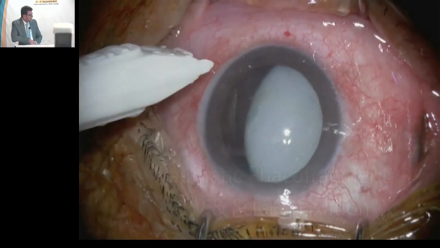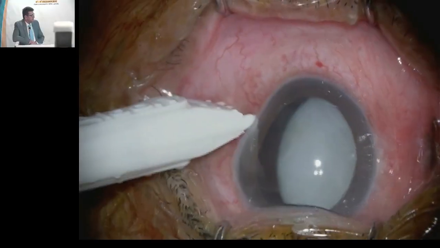This is a patient that presents with traumatic cataract and zonulopathy.